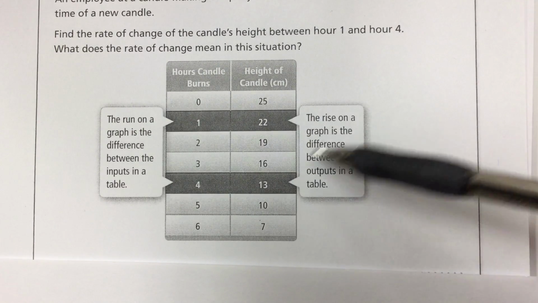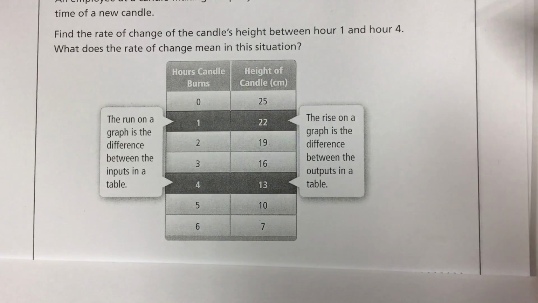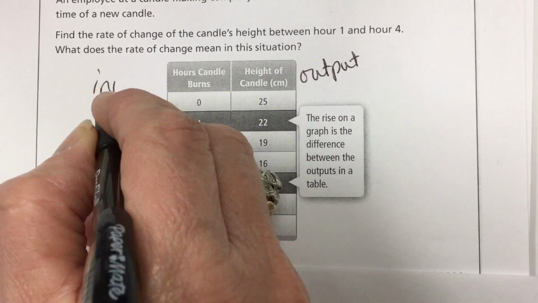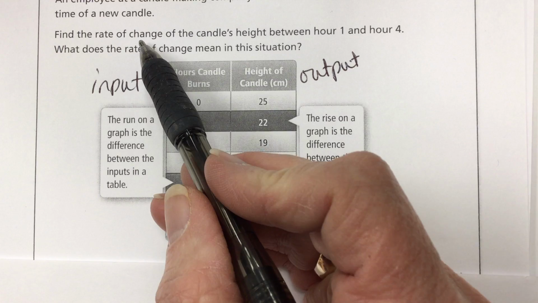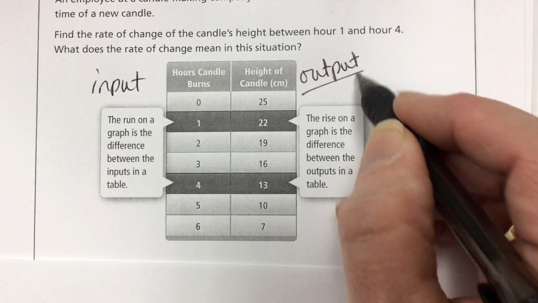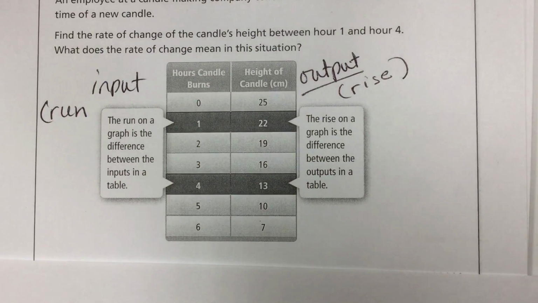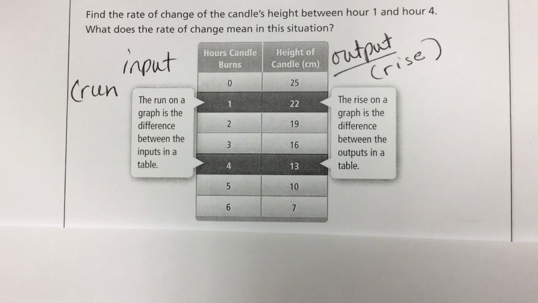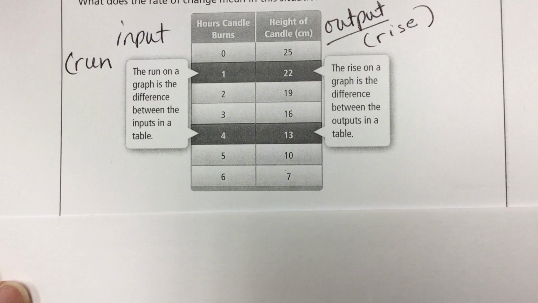The y, let's talk about the y. It says the rise of a graph is the difference between the output in a table. So your y's are your output, your x's are your input, and remember, rate of change is known as slope, rise over run. So your output would be the rise, your input would be the run. So the first thing that we're going to need to do to determine the rate of change would be to determine the rise and the run.